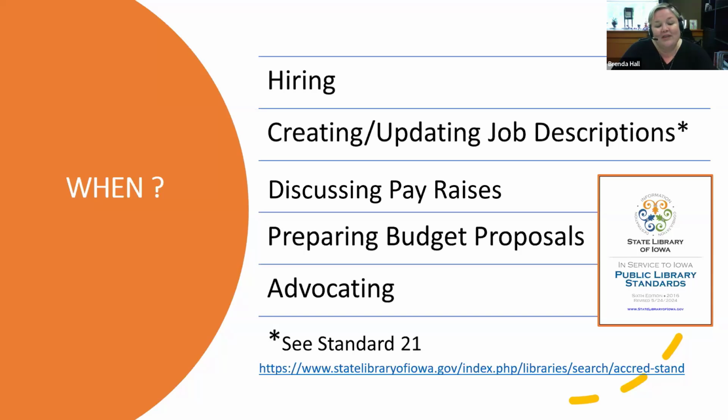However, we hope that you'll use the toolkit to update your library job descriptions or create them if you don't currently have them. Having a job description is a tier 1 standard number 21 that says the library has written job descriptions that include education and experience requirements, and a written salary range for each position is recommended but not required.